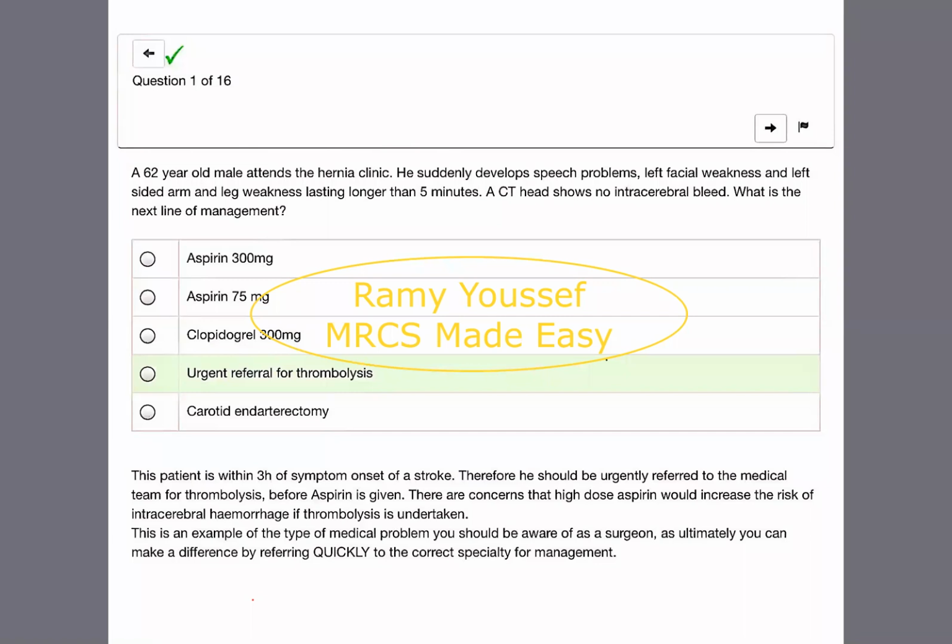Where do you expect this stroke or this thrombosis to happen? In which artery or which circulation do you expect? The right middle cerebral artery.